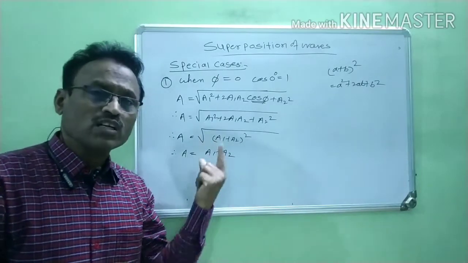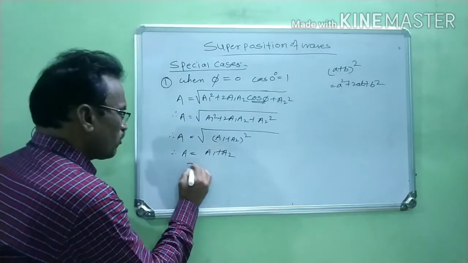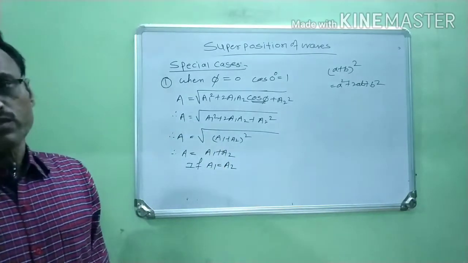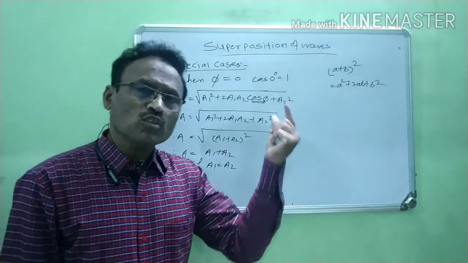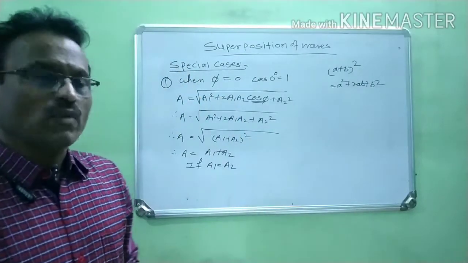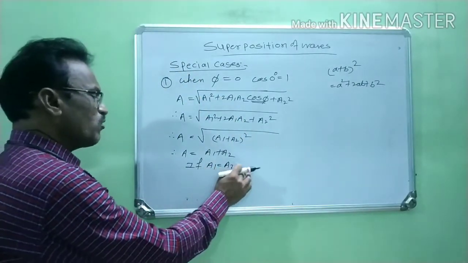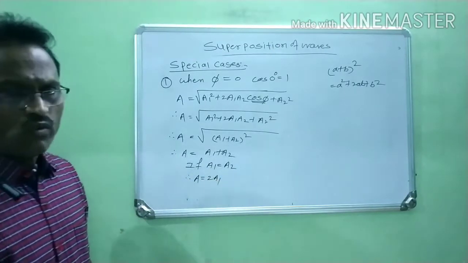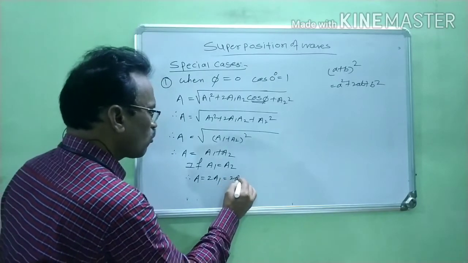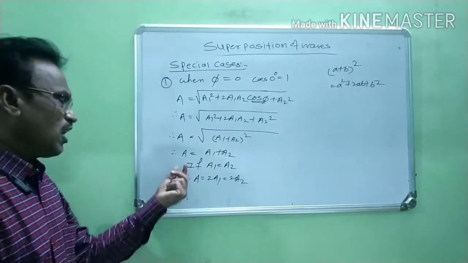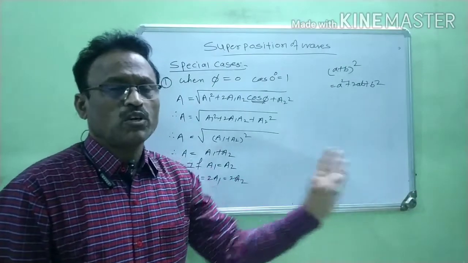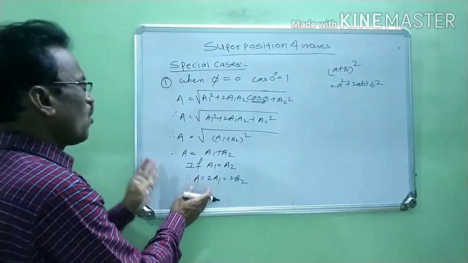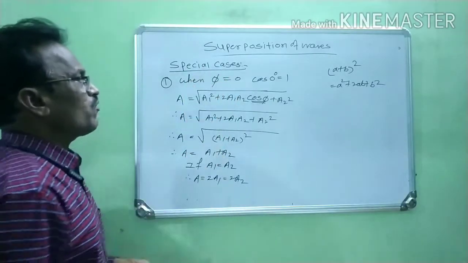Now again in this case, suppose A1 is equal to A2, what happens? When the amplitudes of both waves are the same, A is equal to 2 times A1 or 2 times A2. It means the amplitude gets doubled.